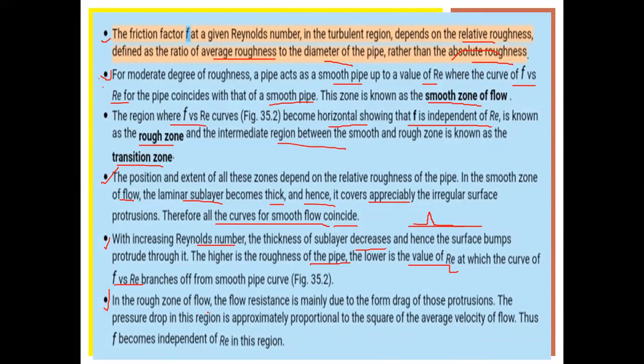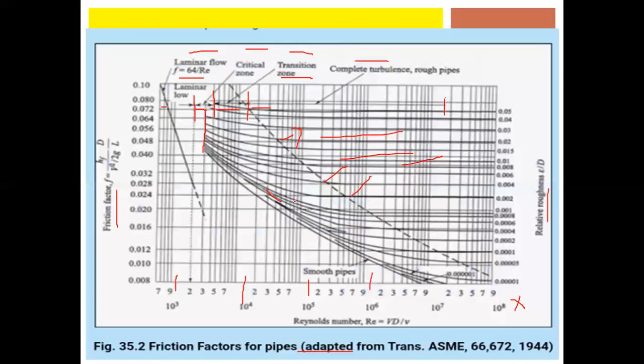In the rough zone of the pipe flow, the flow resistance is mainly due to what? From the drag of those protrusions. The pressure drop in this region is approximately proportional to the square of the average velocity of flow. Thus, f becomes independent of Re in this region. Therefore, at this point, the friction factor will be independent of the Reynolds number Re.